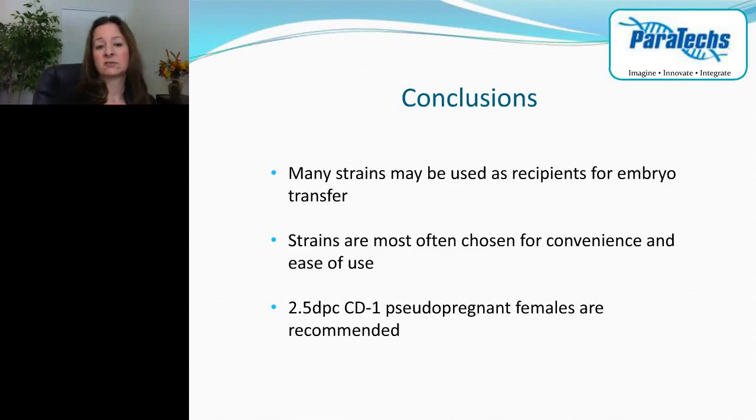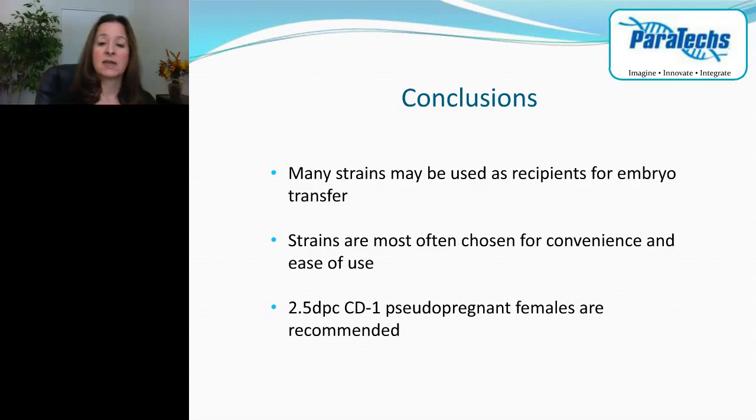So what we've concluded from this is that many different strains can actually be used as recipients for embryo transfer. Strains in the labs are generally chosen for convenience and ease of use. A lot of people will try to use the strains that they already have, and we've shown that it's possible to do so. We recommend the 2.5 DPC CD1 pseudopregnant females for recipients here, mostly for three reasons.